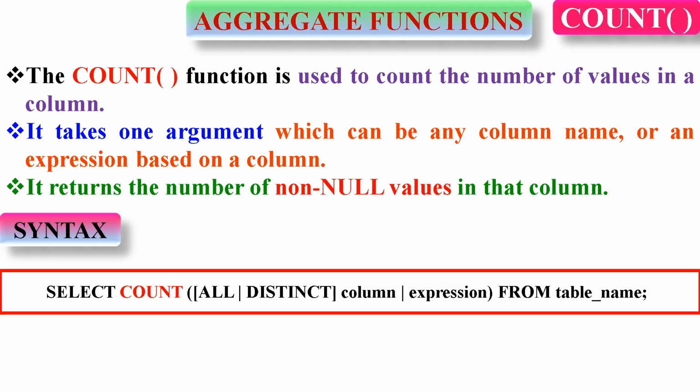Next function is the count function. The count function is used to count the number of values in a column. It takes one argument which can be any column name or an expression based on a column. It returns the number of non-null values in that column.